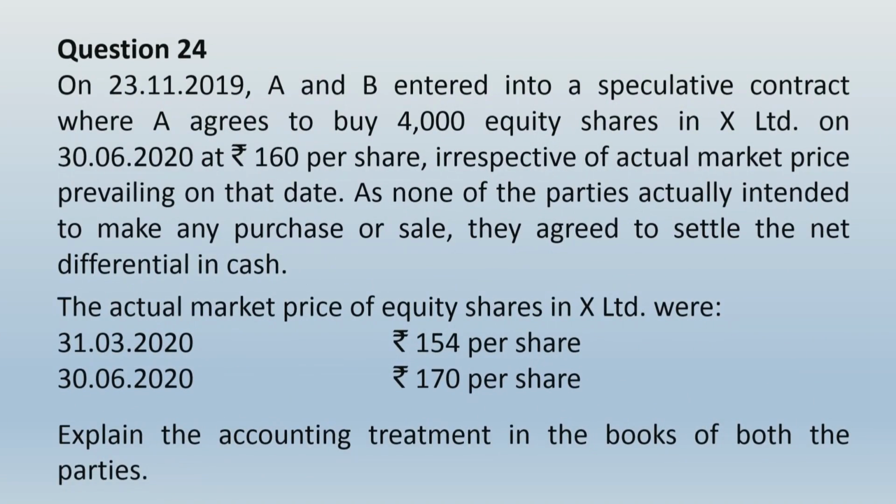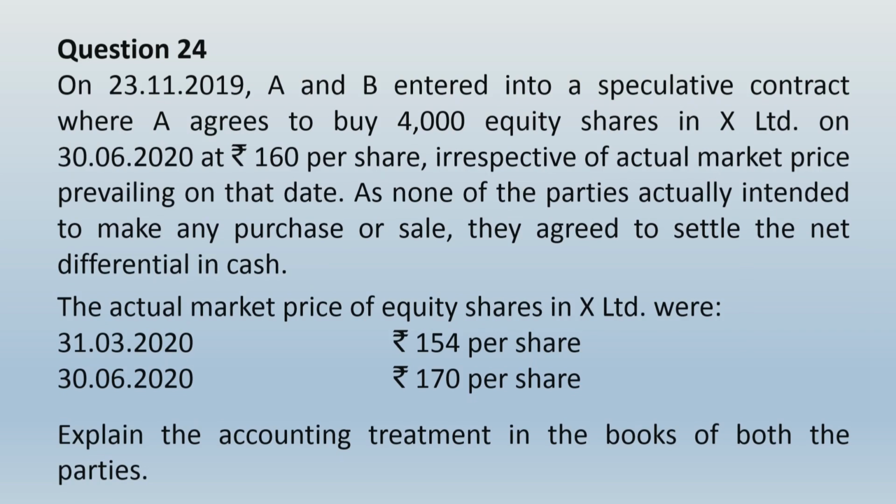On 23/11/2019, A and B entered into a speculative contract where A agrees to buy 4,000 equity shares in X Limited on 30/6/2020 at rupees 160 per share, irrespective of actual market price prevailing on that date.